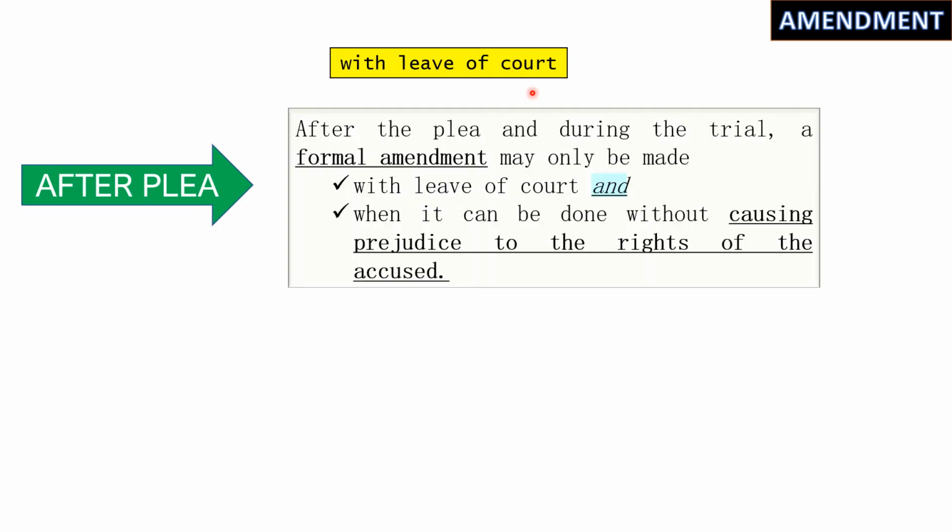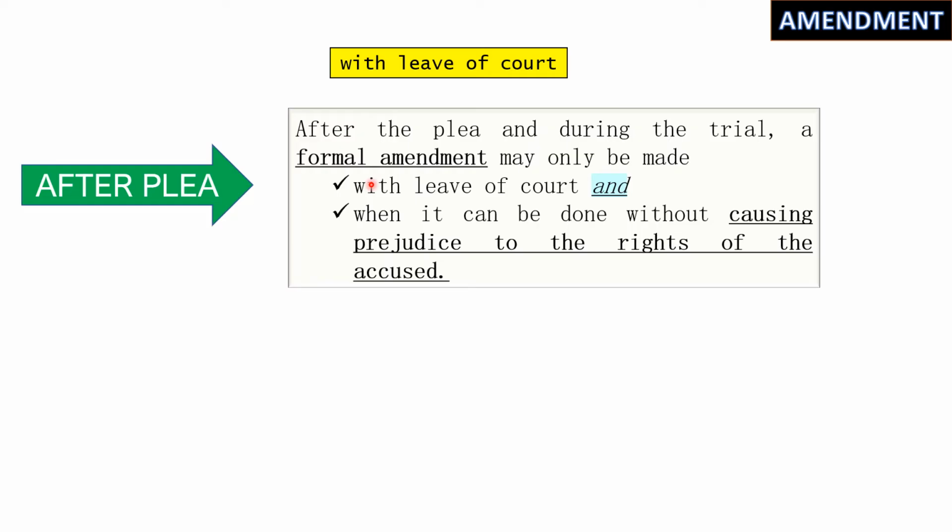After plea, take note that wala nang general rule, wala nang exception. There is only one rule. One rule when it comes to amendment of your information after plea. And that rule is you need leave of court. So what is covered in your amendment? Only formal amendments may be made. Ano ba itong formal? That is your clerical error. That is your typographical error.